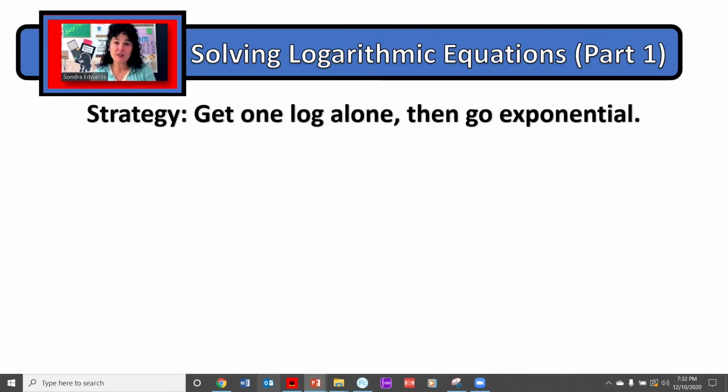Today we get to solve some logarithmic equations and I'm calling this video part 1 because we're going to start off with some kind of basic solving of logarithms. We'll build up just a little bit, but then eventually we will do one more video of solving logarithmic equations where we tackle some even more challenging equations. But really, all of them come down to the same strategy.